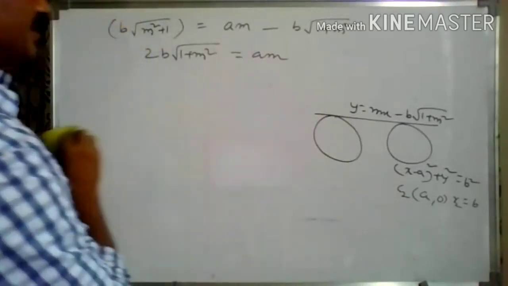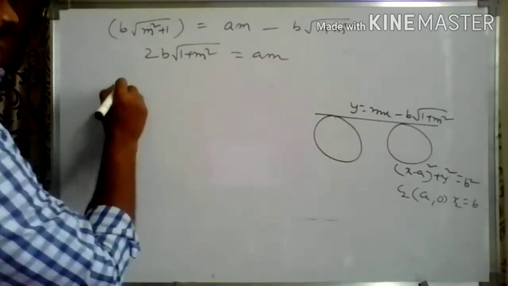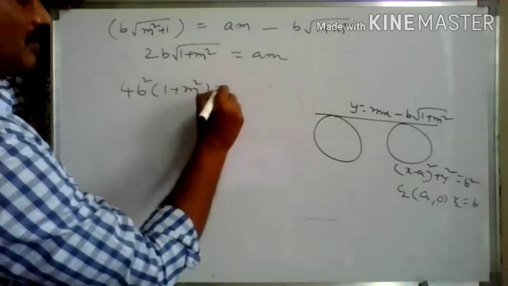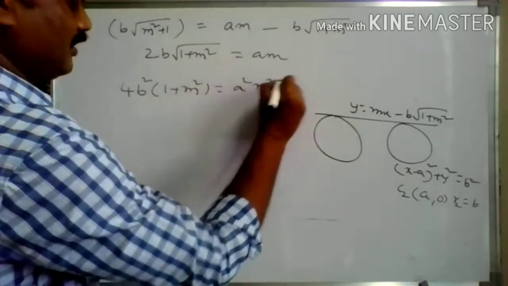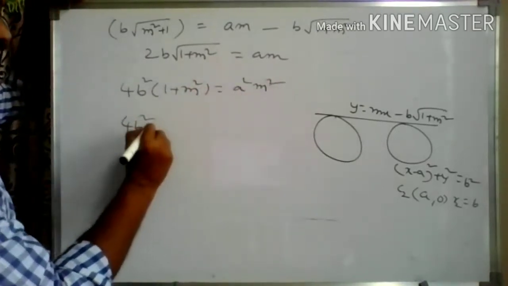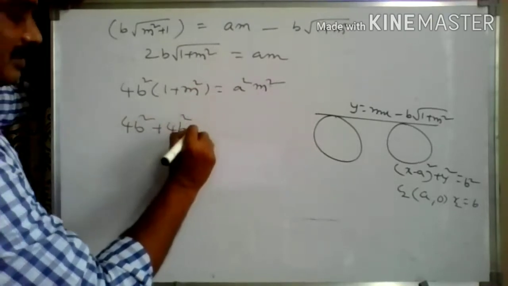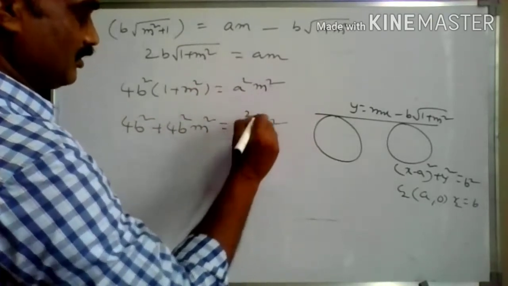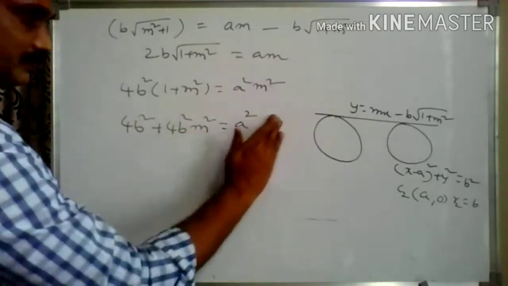Students, squaring on both sides. 4b square into (1 plus m square) is equal to a square m square. 4b square plus 4b square m square is equal to a square m square.